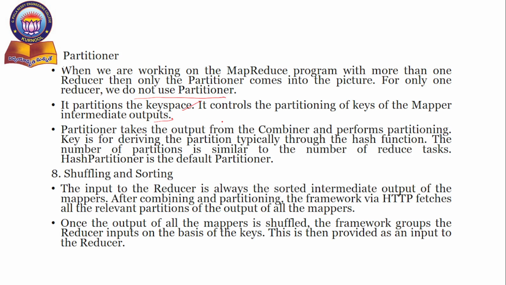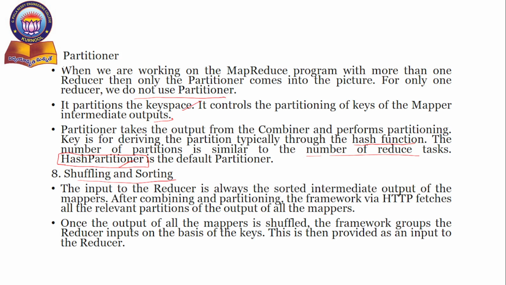The partitioner takes the output from the combiner and performs partitioning. The key is used for deriving the partition, typically through a hash function. So we define some hash function, and based on that hash function, it derives a partition. The number of partitions is equal to the number of reduce tasks. The hash partitioner is the default partitioner that we use in a MapReduce program. It partitions into the number of reduce tasks based on the count. That is, if you have 5 reduce tasks in your cluster, then the partitions will be 5. So we use the hash partitioner as the default partitioner in the Hadoop system.